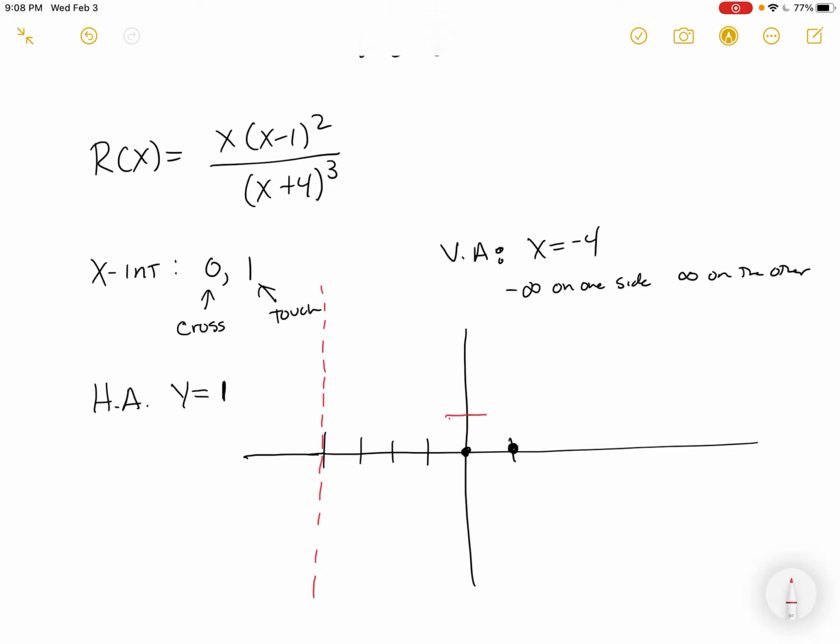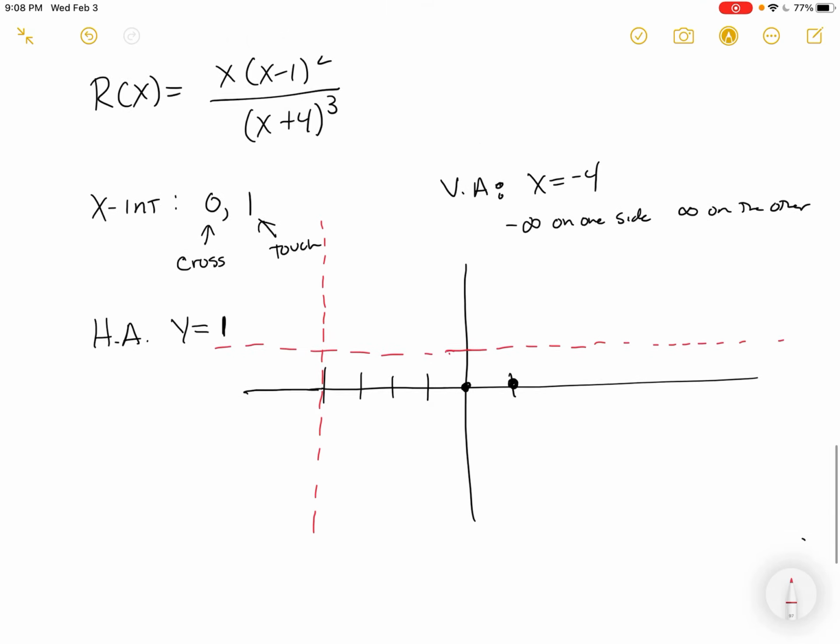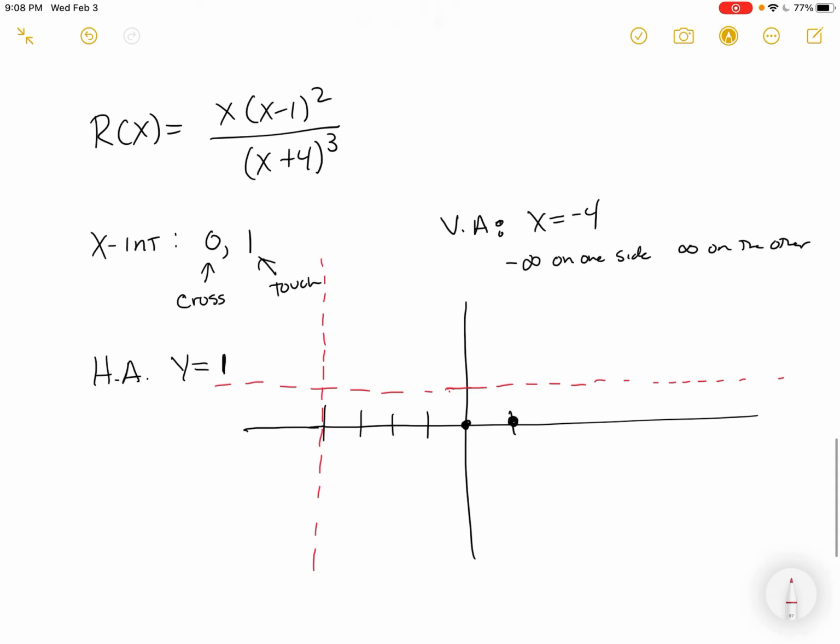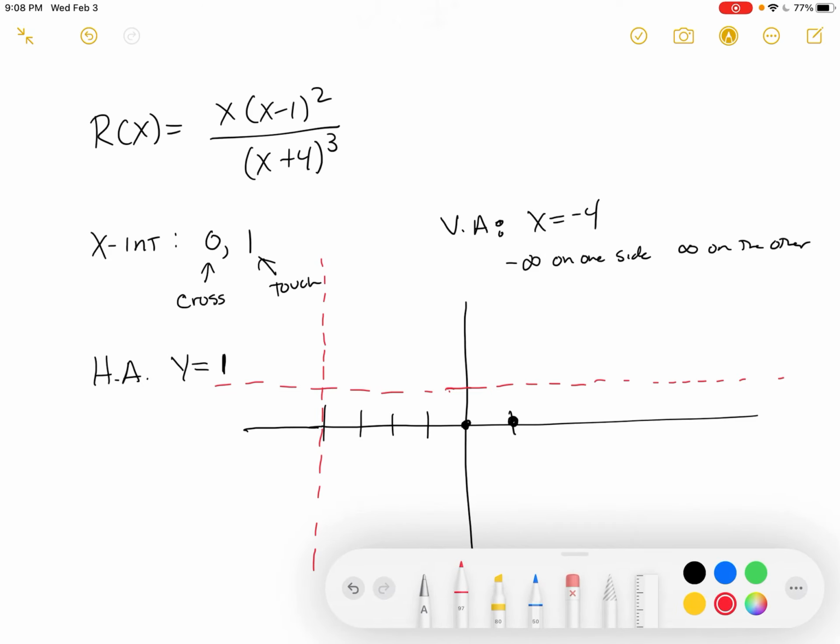Okay, so here we are up at 1. I'm going to go right across here. So remember, it can cross this line. Let's find out if it does. Is there a point where this function is equal to 1?